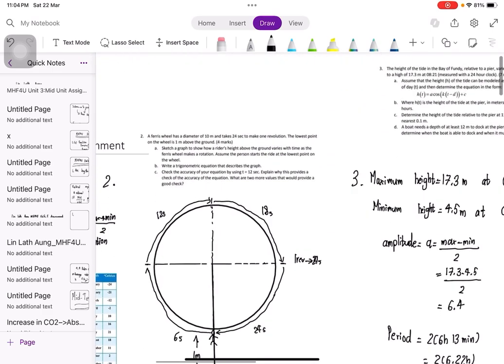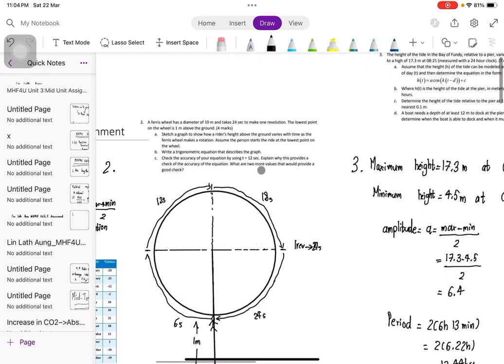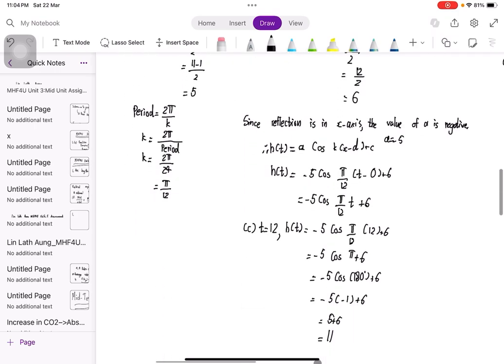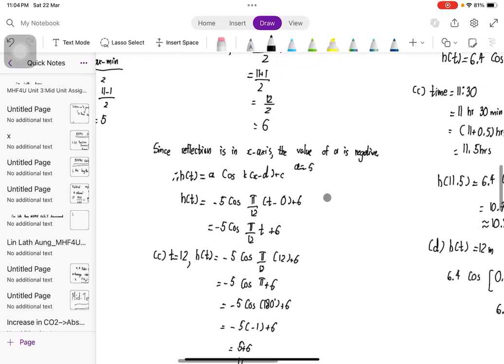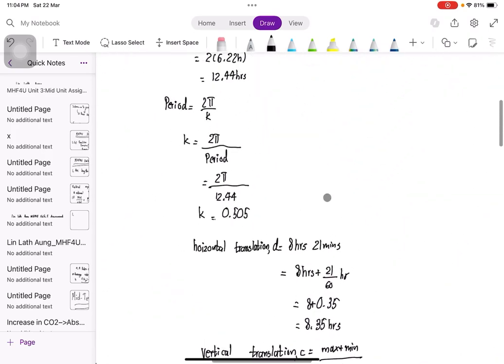So part C: check the accuracy of your equation by using t equal to 12 seconds. That means we have to put t equal to 12 into this equation, and we get the final answer of 11. So that's all about my solution on 2.